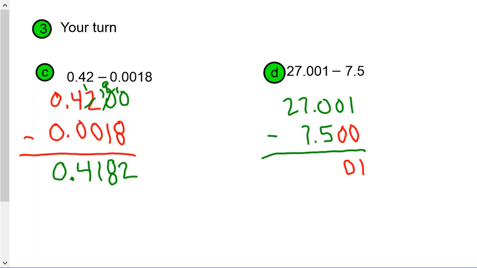0 minus 5, we can't take away 5 from 0, so we're going to have to borrow. Change that to a 6. That becomes a 10. 10 minus 5 will give us 5. Make sure we bring down our decimal place. And then 6 minus 7, we can't take 7 away from 6, so we're going to have to borrow. This becomes 16. 16 minus 7 is 9. And 1 minus 0 will give us 1. So our answer is 19.501.